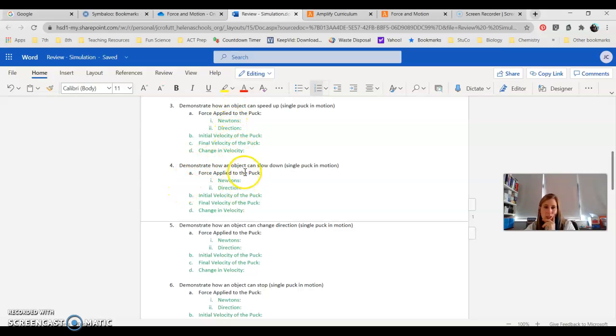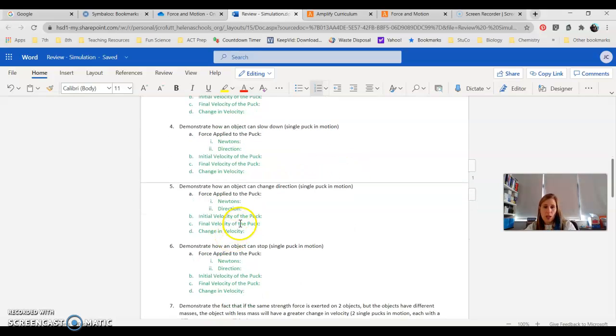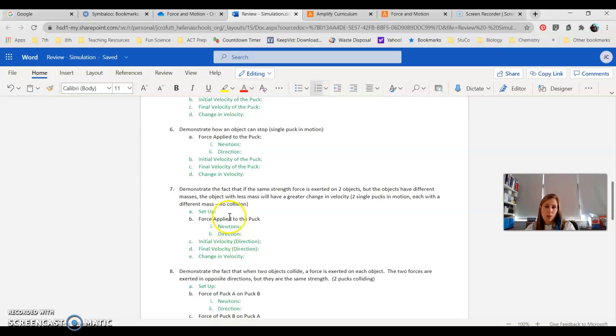Demonstrate how an object can slow down. So again, show me your data there. Demonstrate how an object can change direction. Again, demonstrate that you can do that with your data. Demonstrate how an object can stop. Demonstrate that with your data.